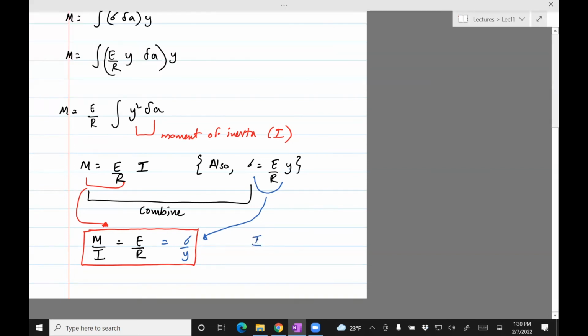So I divided by y is also known as the section modulus. So sometimes in problems, you're given, or if you look at the appendix, which I was just pulling out earlier, you will be given the section modulus, which means that I divided by y is given to you, and then you can just use that to solve problems.